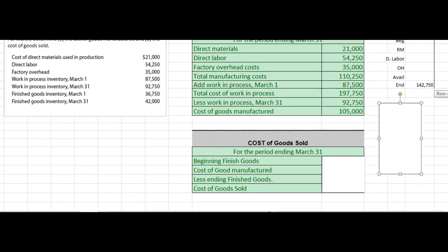So now we can figure out the cost of goods sold. So if I take my beginning finished goods, add my cost of goods manufactured, subtract my finished goods, subtract that, I come up with a cost of goods sold of $99,750. You're going to do this over and over and over again in this class, so kind of get used to these kinds of procedures.